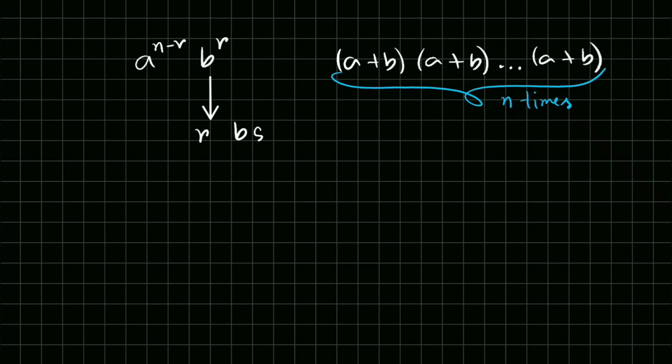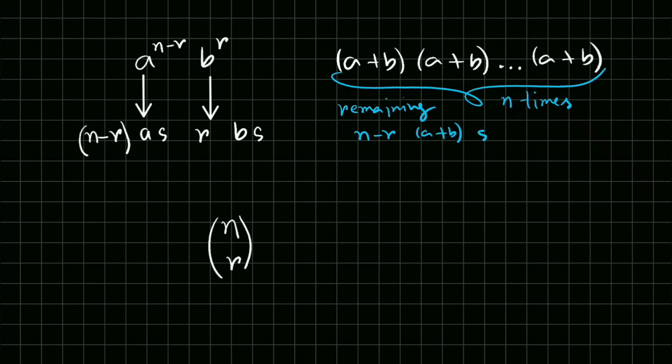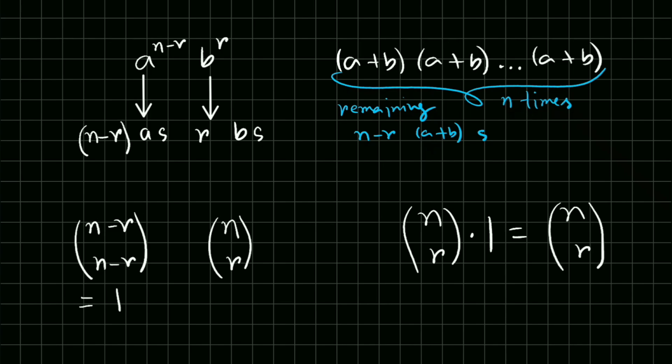Let's say we want to find the coefficient of a power n minus r times b power r. We can choose r number of b's out of any of the n number of factors a plus b. We can do it in n choose r ways. Then we can choose n minus r number of a's from the remaining n minus r number of a plus b's in n minus r choose n minus r, or only one way. So the total number of ways we can choose a power n minus r times b power r is n choose r times 1, or n choose r, which gives us the same result as before.